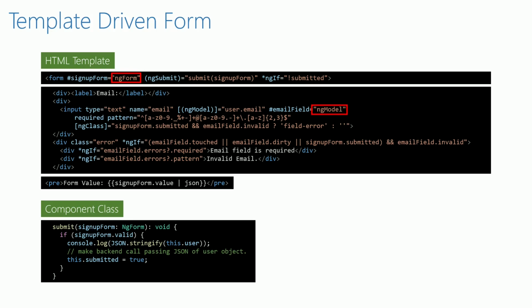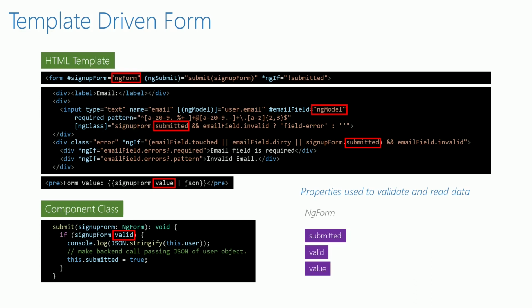Now we will walk through the properties of NgForm which we have used in these code snippets. Submitted property tracks the form submission status. Valid property tracks the validity of all form fields. Value property contains the form data entered by the user. Now that we have gone through the properties of NgForm, we will look into NgModel.